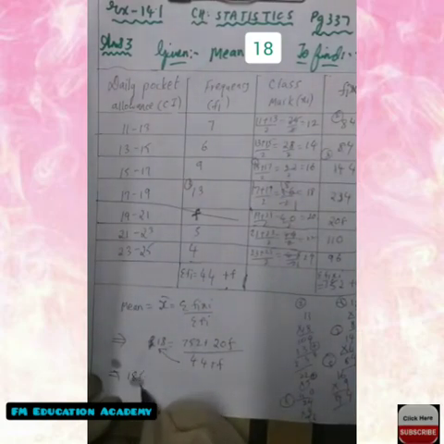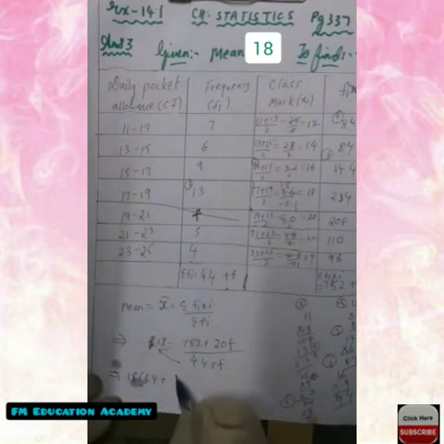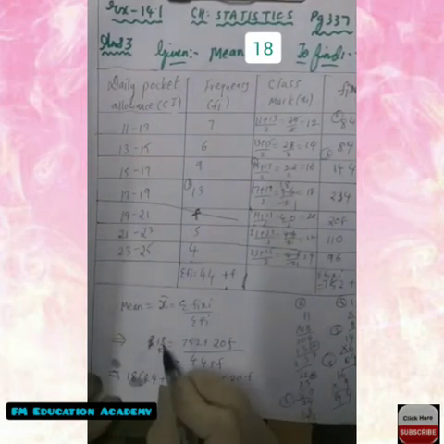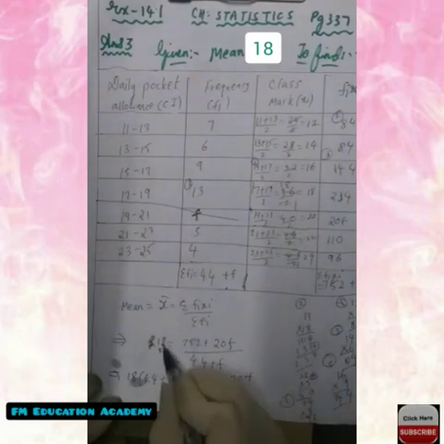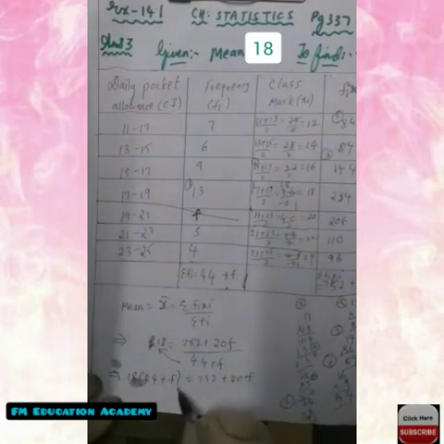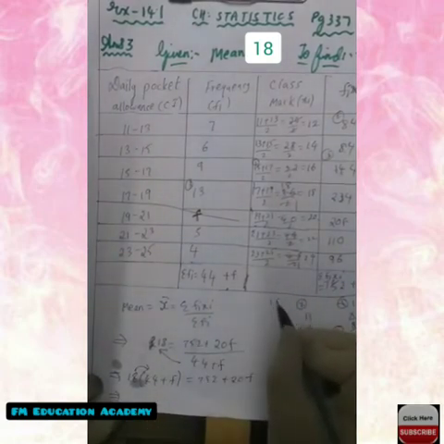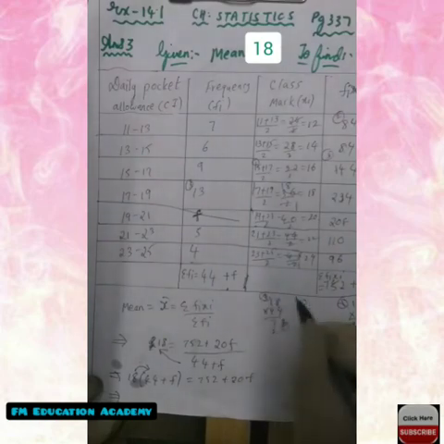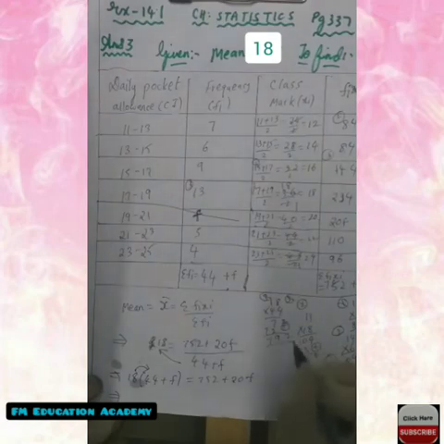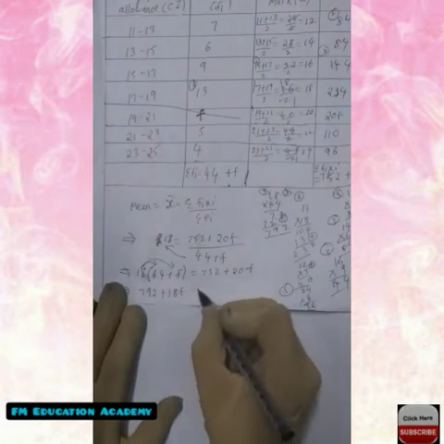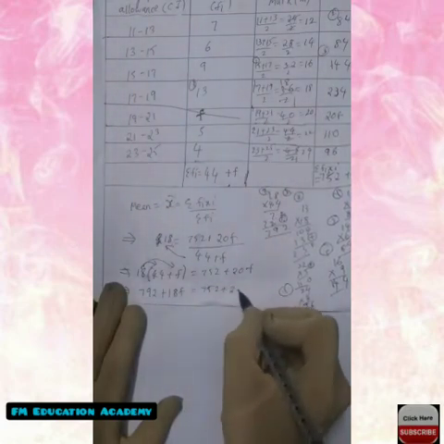So 18 into, open the bracket, 44 plus f is equal to 752 plus 20f. One more thing you should remember, this 18 belongs to 44 as well as this 18 belongs to f. That is the reason why I am writing the bracket. Now 18 into 44: 4 8s are 32, 4 1s are 4, 4 plus 3 is 7, 2. 7 plus 2 is 9, so 792 we have. Now 18 into f is 18f, that is equal to 752 plus 20f.